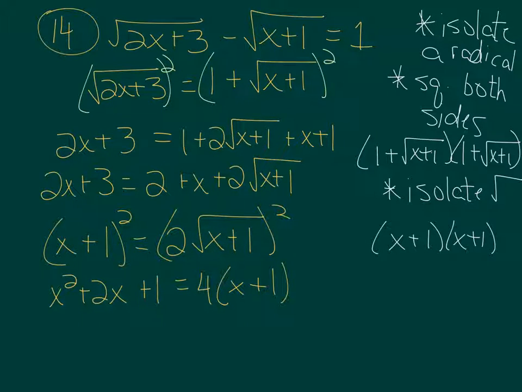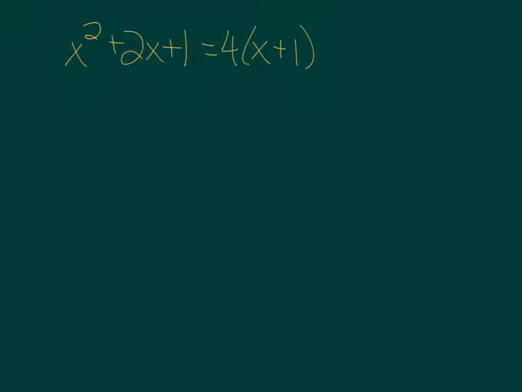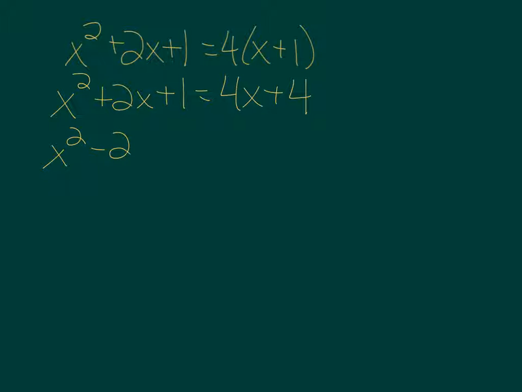Okay, I have run out of room, so I'm going to copy this on the next slide and finish. Alright, make sure I've copied that correctly. Now, we need to get everything to one side and put this in standard form. So x squared plus 2x plus 1 equals 4x plus 4. I'm going to subtract 4x from both sides, so I get minus 2x. I'm going to subtract 4 from both sides, so I get minus 3.